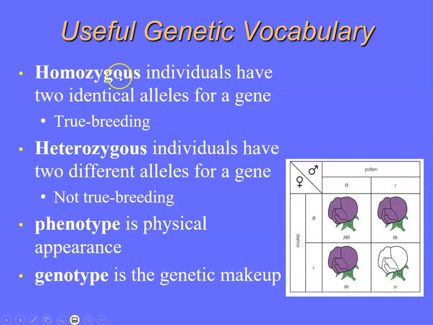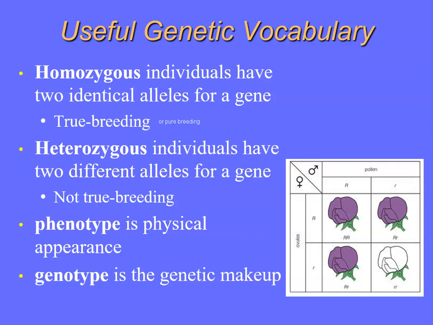So the word homozygous here is defined as individuals having 2 identical alleles for a gene. Another term for homozygous is true breeding, or pure breeding would be another term that you might encounter as well. Heterozygous would be the other scenario where you have an individual with 2 different alleles for a gene.